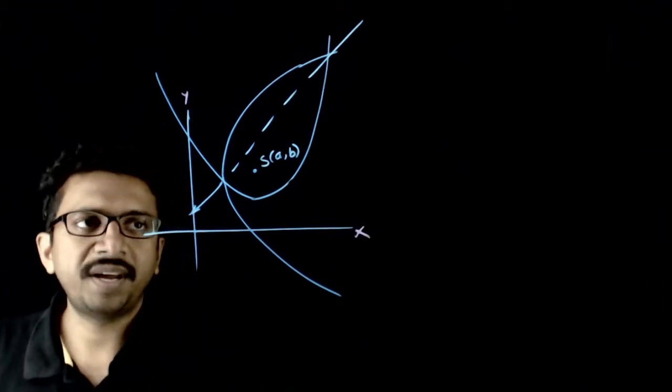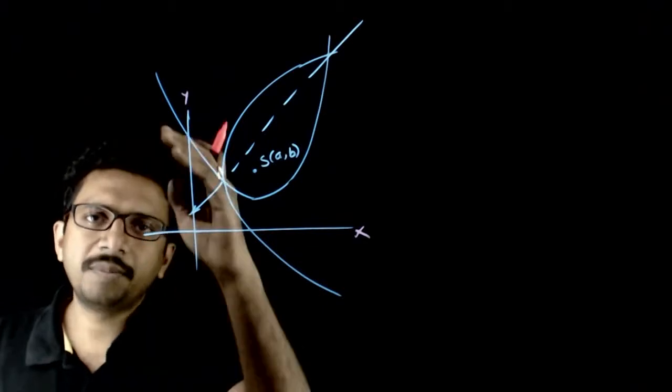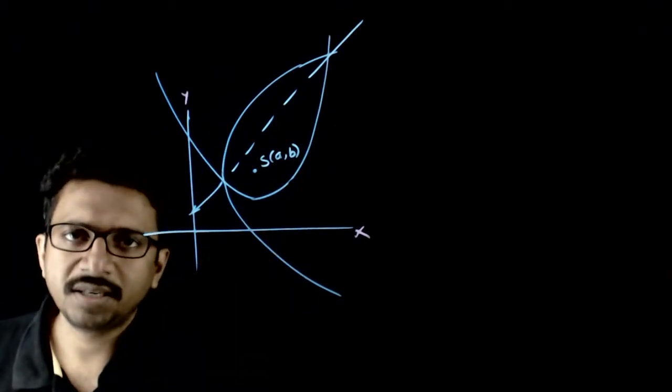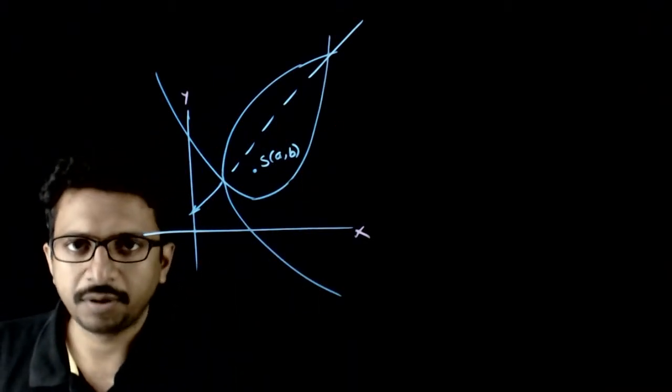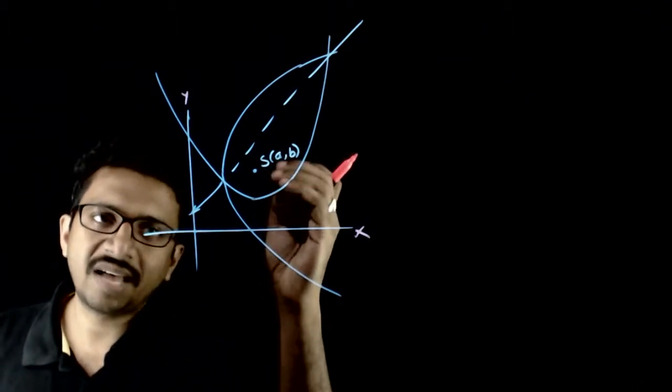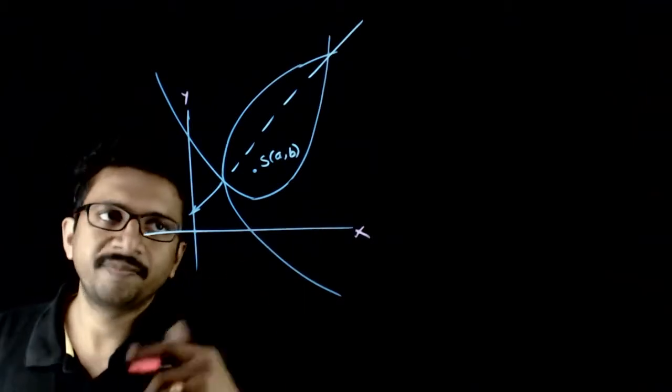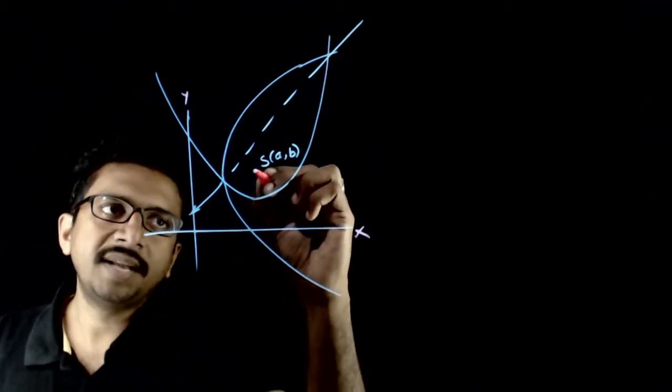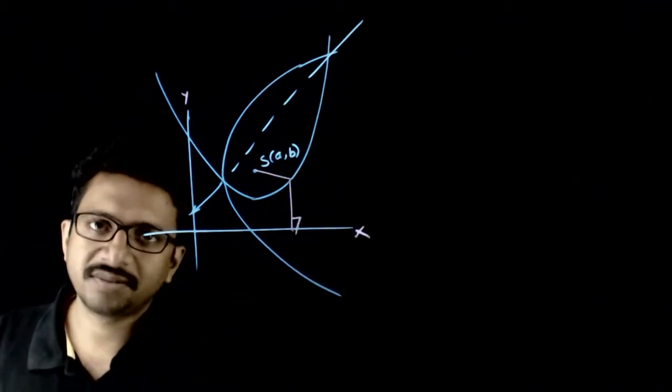Let us first find the equation of one parabola and then the other parabola, and then let us try to find the equation of the common chord. So what is the first parabola? Let us take the first parabola as having the directrix as the x-axis. The focus is (a, b) and the directrix is the x-axis.